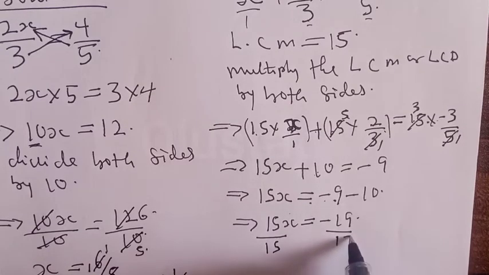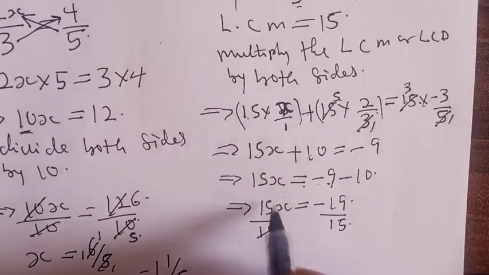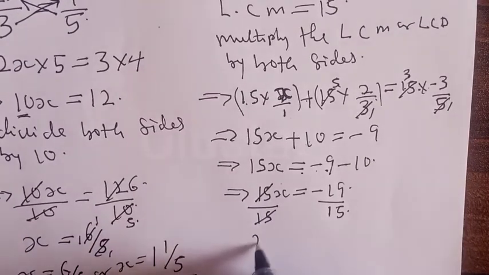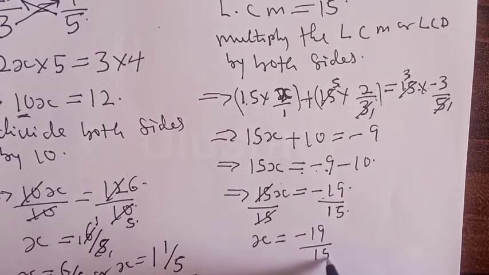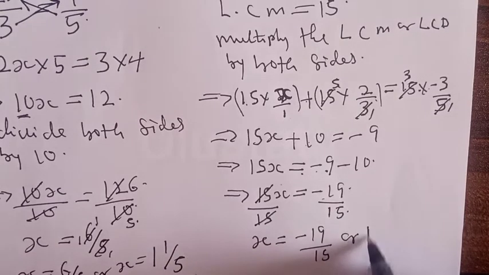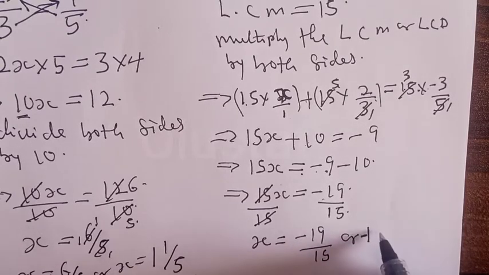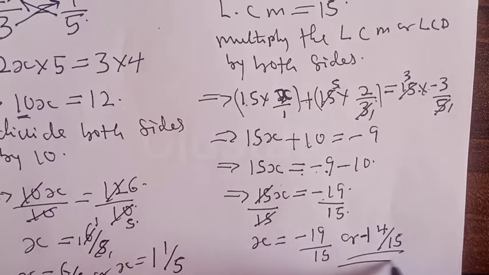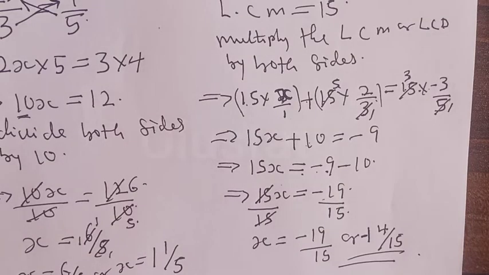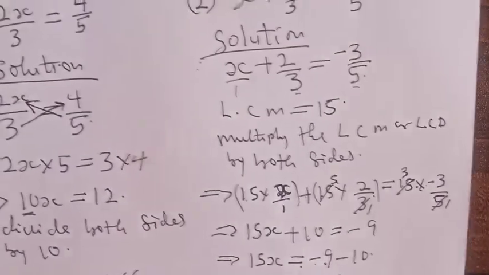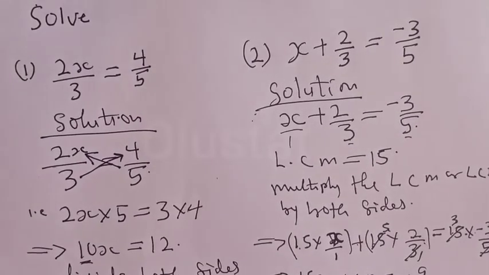15 over 15, 15 cancels 15. Then we are left with x equal to what? Minus 19 over 15. Or 15 in 19, that is 1, remainder 4. Here, remember there is minus, remainder 4, yes, 4 over 15. Answer. If you look at it very well, I believe the questions are very simple and very easy to solve.